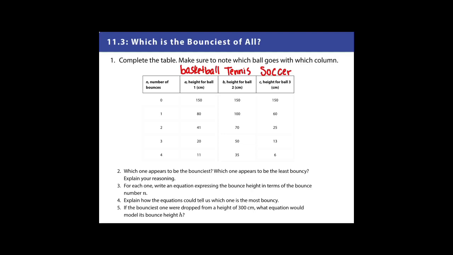So the second ball is the bounciest. The balls were dropped from the same height and its bounces are the highest. And then the third ball is the least bouncy.